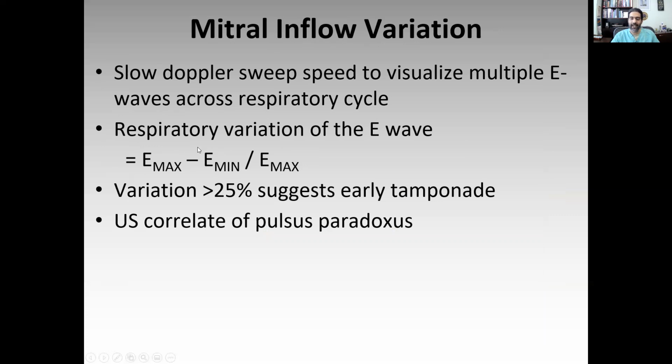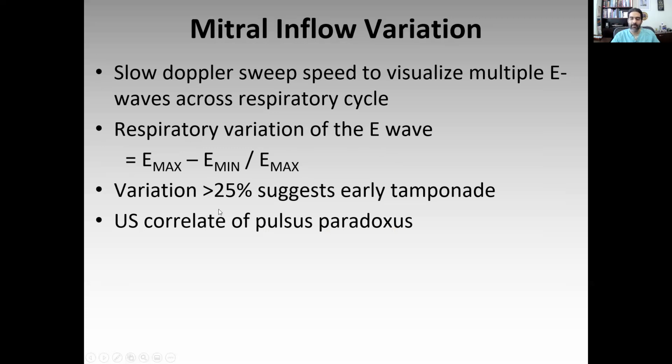Okay. I say maximum and minimum because this will change inspiratory versus expiratory based on whether you're on positive pressure or negative pressure. So take the biggest minus the smallest, divided by the biggest velocity, and that will give you the respiratory variation of E-wave velocities.